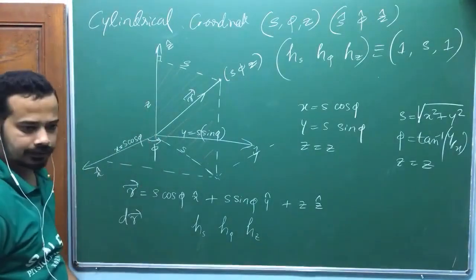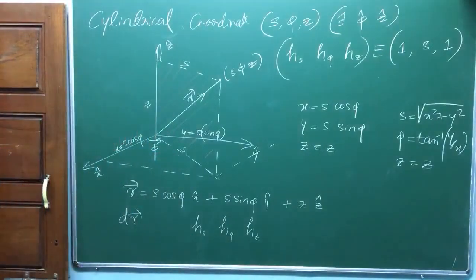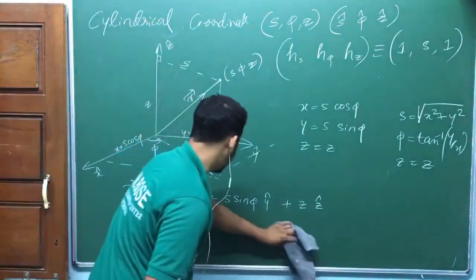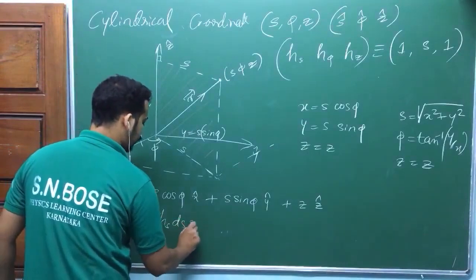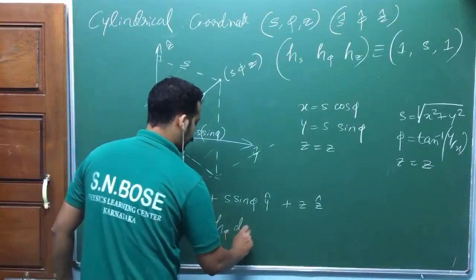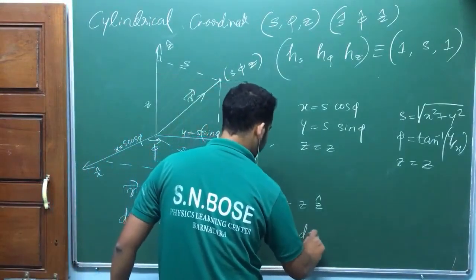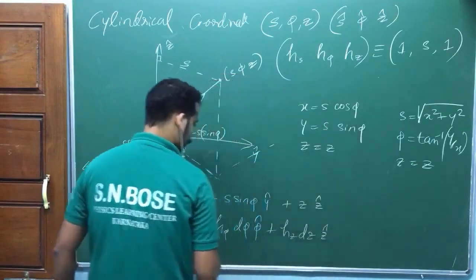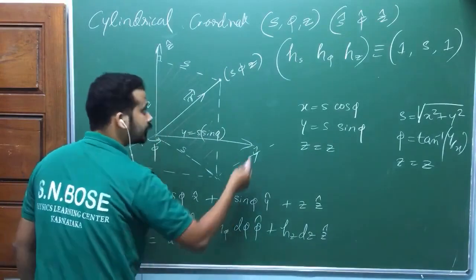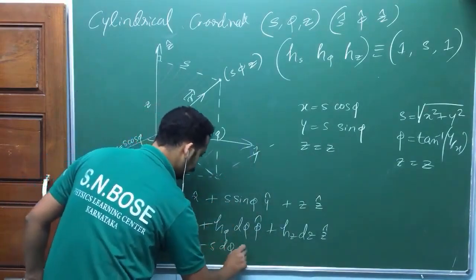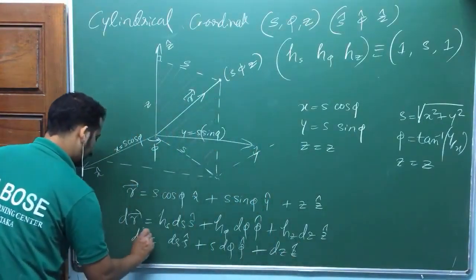Can you define the further thing? Speak out. Just like dr, how do you write dr? hs ds s cap plus h phi d phi phi cap plus hz dz z cap. Hz is 1 itself. So that's equal to ds s cap plus, I think h phi is s, s d phi phi cap plus dz z cap. This is your dr vector or dl vector.